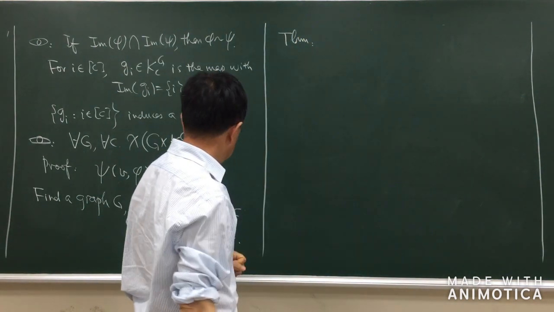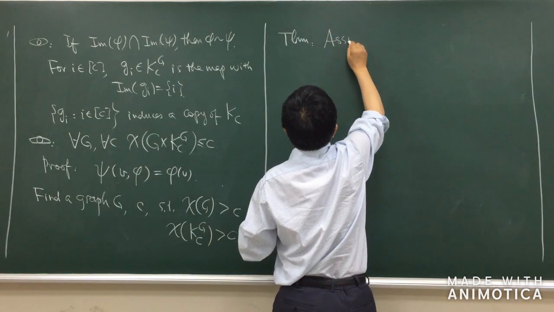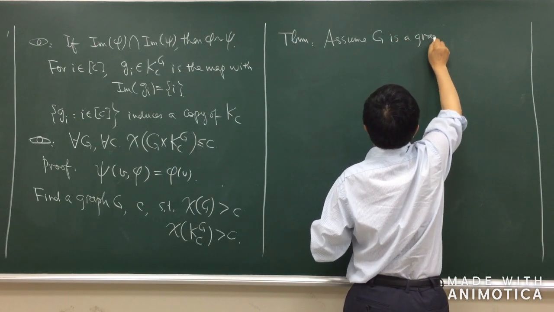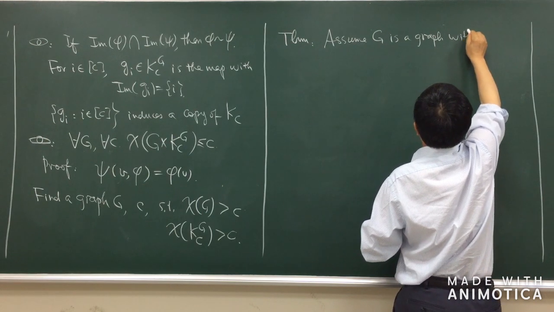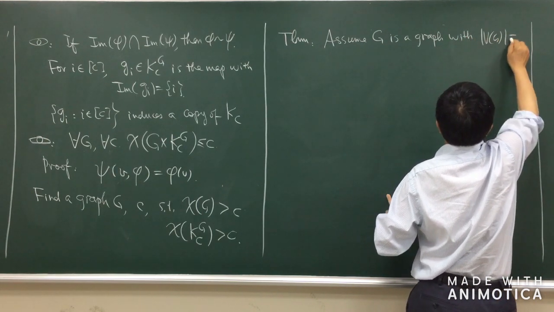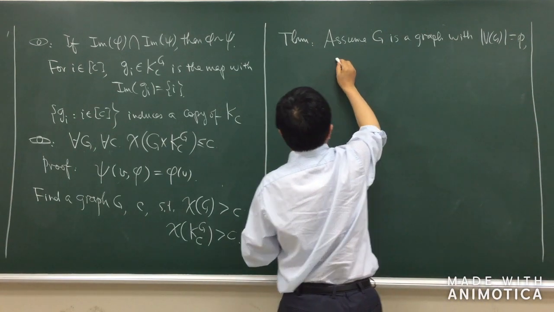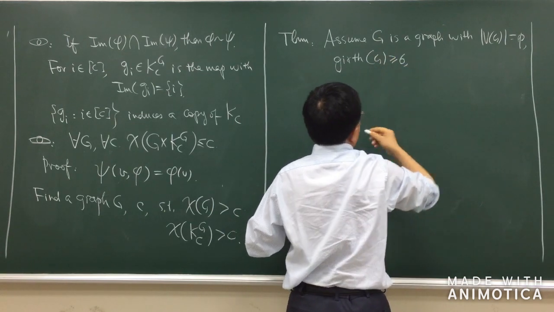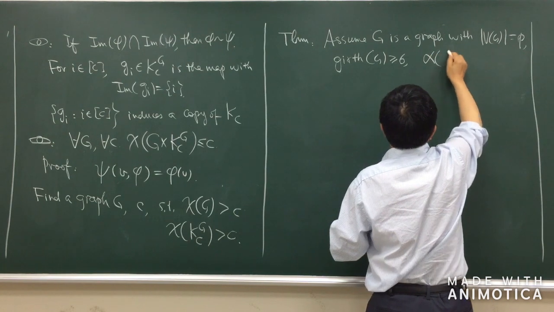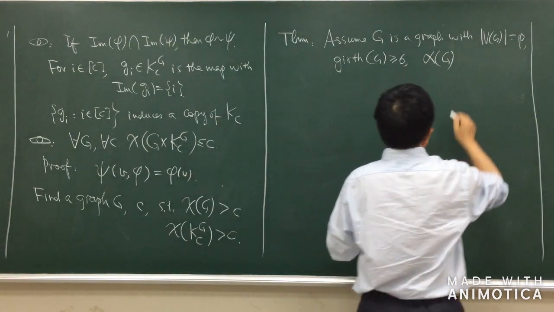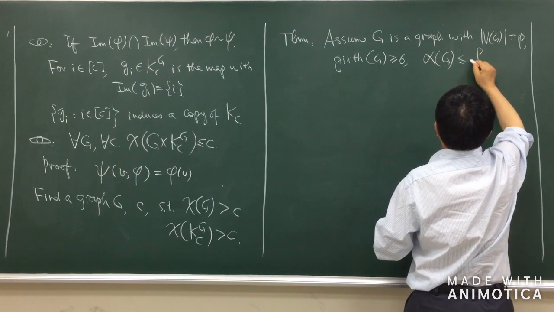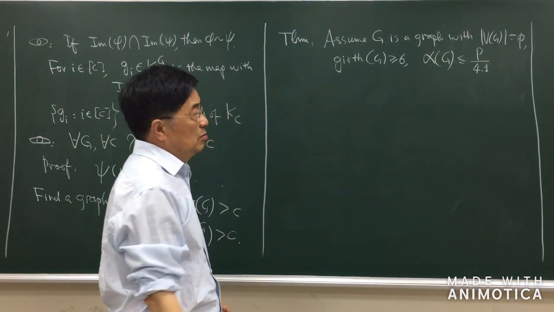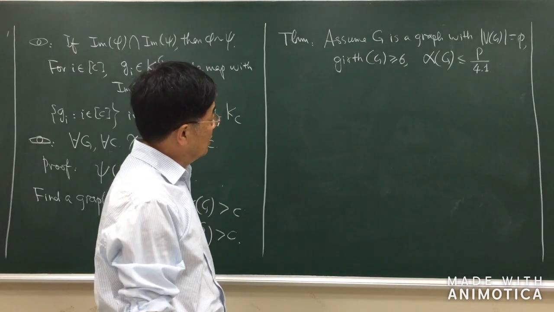Assume G is a graph with p vertices and its girth is at least 6, and the independence number, so the size of the maximum independent set, is less than or equal to p over 4. So less than a quarter of the vertices form an independent set. So assume you have such a graph.